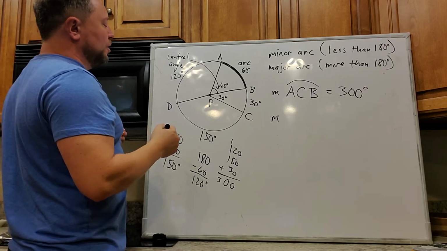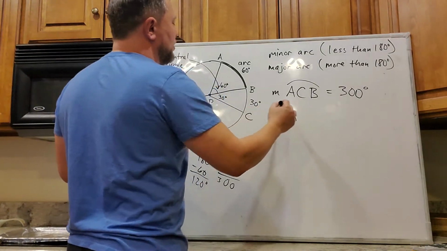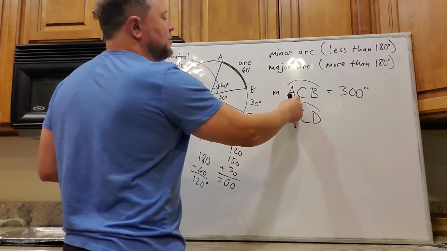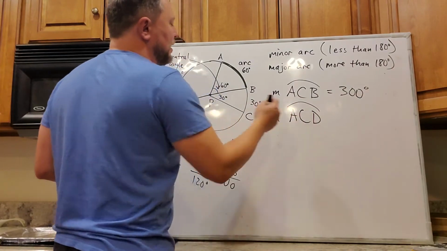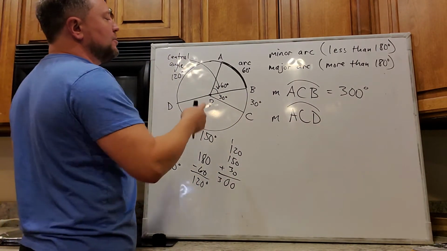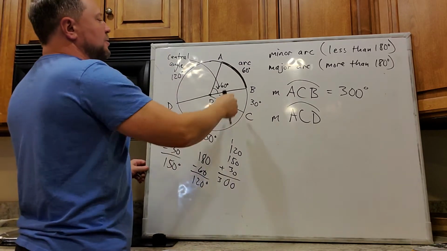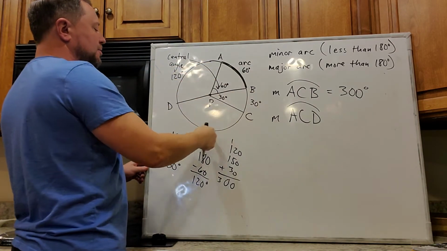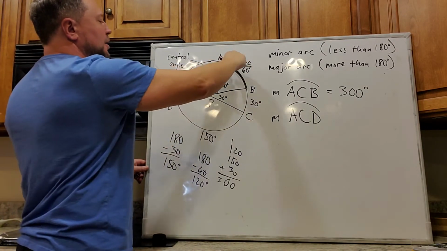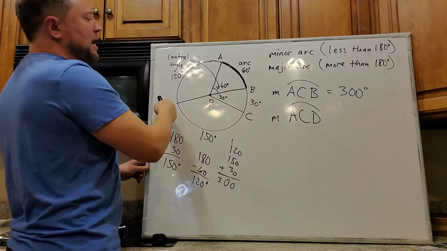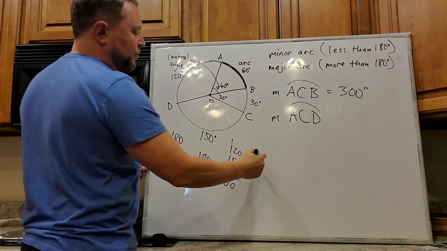For example, what if I said find the measure of arc ACD? Not ACB, but ACD. Again, if you follow the letters in order, A, C, D, you see that starts here and works its way all the way around to here. ACD. Okay, so again, you could just add up 60, 30, and 150.